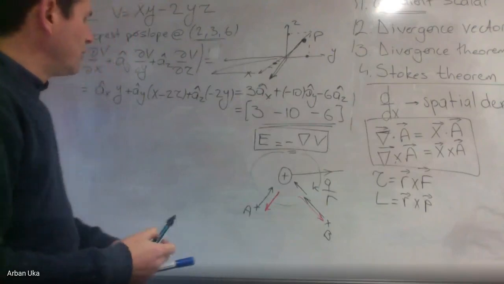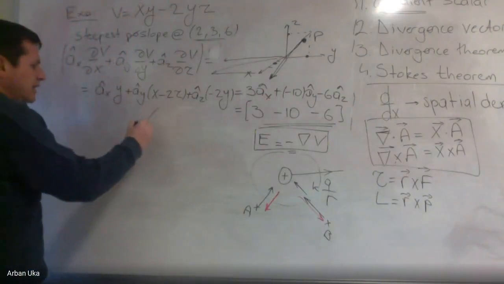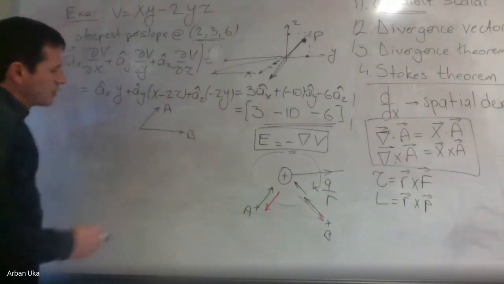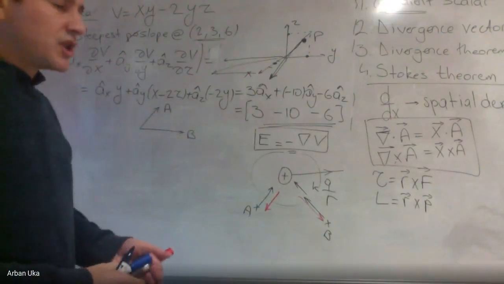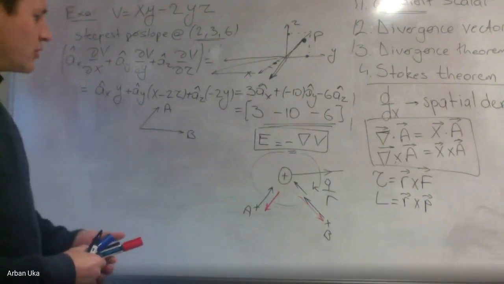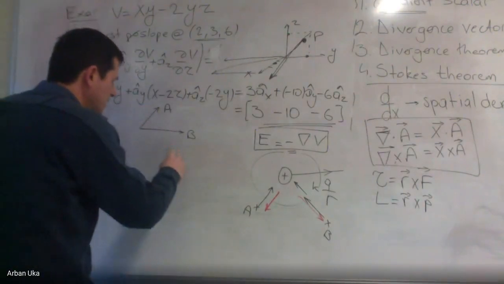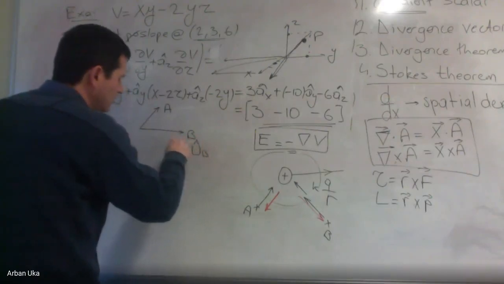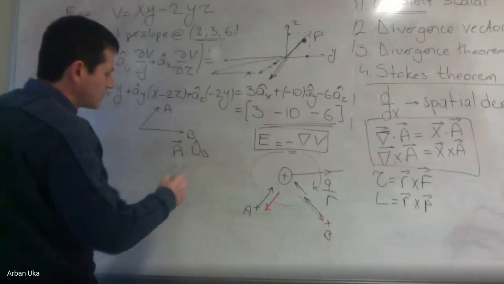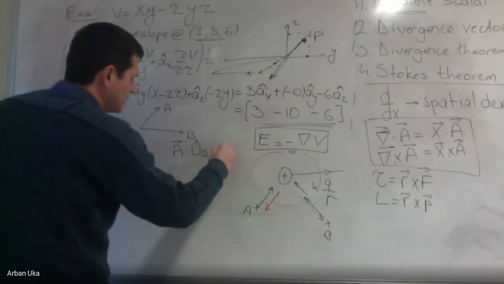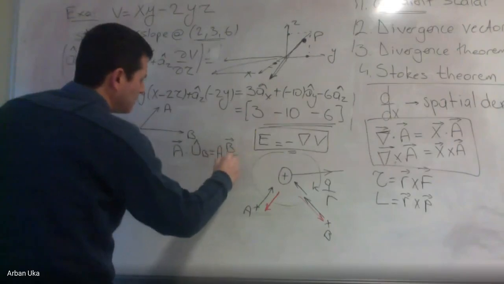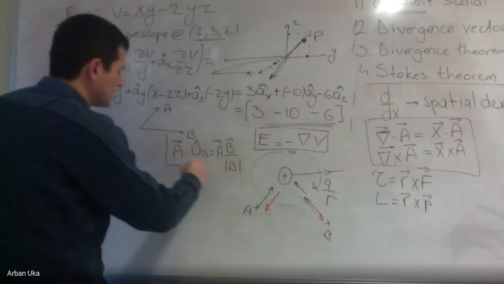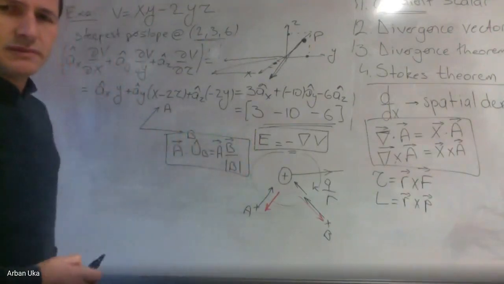So always we can ask the following. We have a vector A, okay, and then we have a vector B. We can ask the question, what is the projection of A along B? The projection of A along B can be written as A times a unit vector along B, okay? And what is the unit vector along B? It is B divided by the magnitude of B, okay? So this is how we can do this.